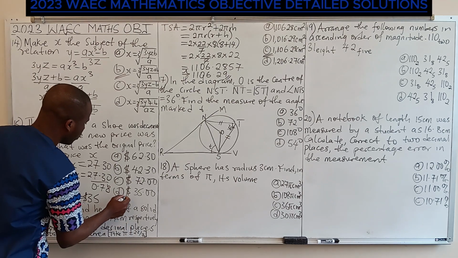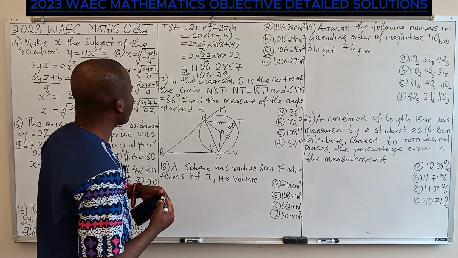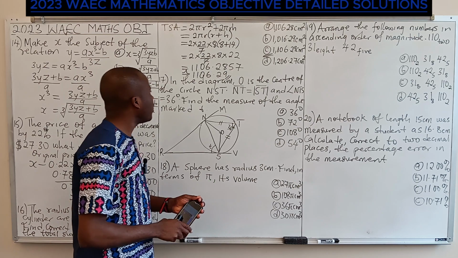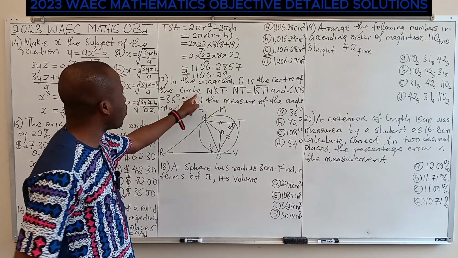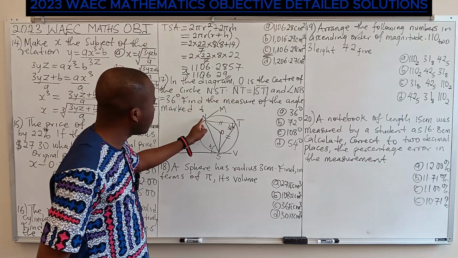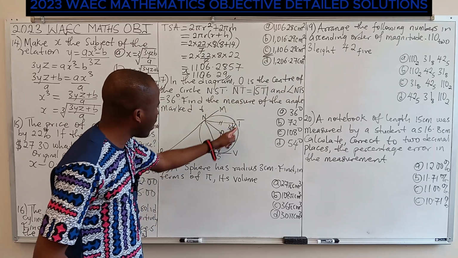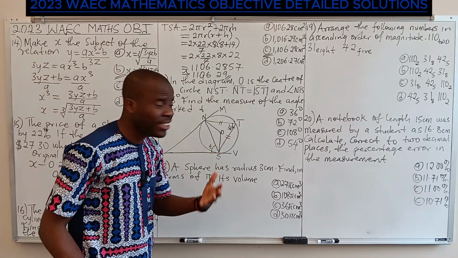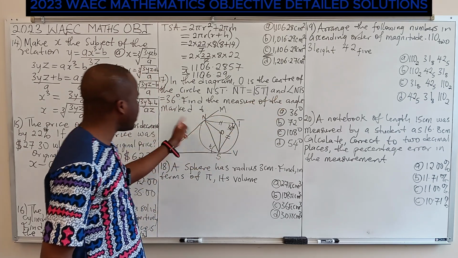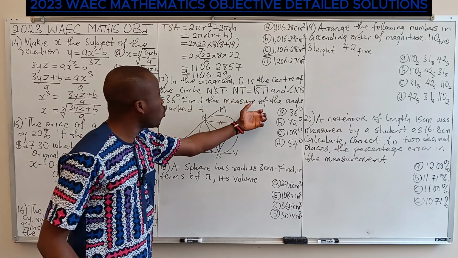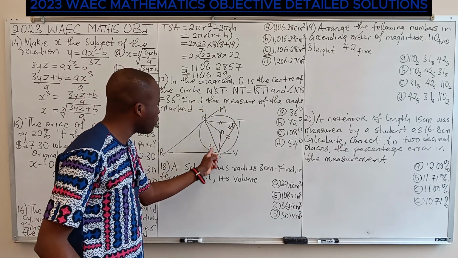And for this option, it is D. Question 17 is very simple. It says, in this diagram, O is the center of the circle. Line NT is equal to line ST, meaning isosceles triangle, and angle NTS is 36 degrees. Find the measure of the angle T.